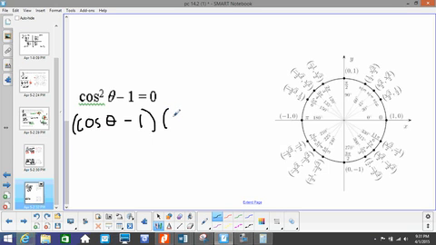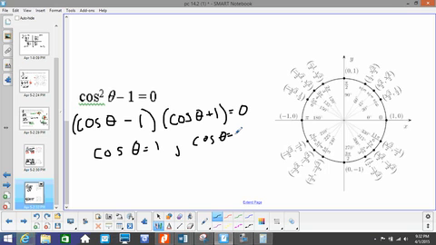and cosine theta plus 1 equals 0. So cosine theta would have to equal 1, and cosine theta would also have to equal negative 1. Well, that's your x-coordinates. Looks like it happens right there and right there. So 0, pi, and 2 pi.